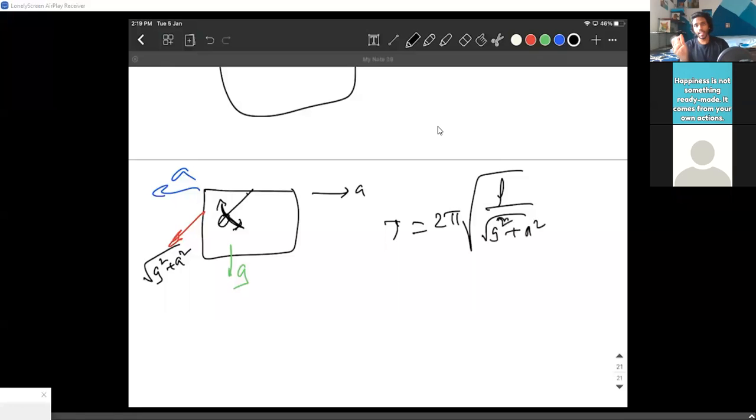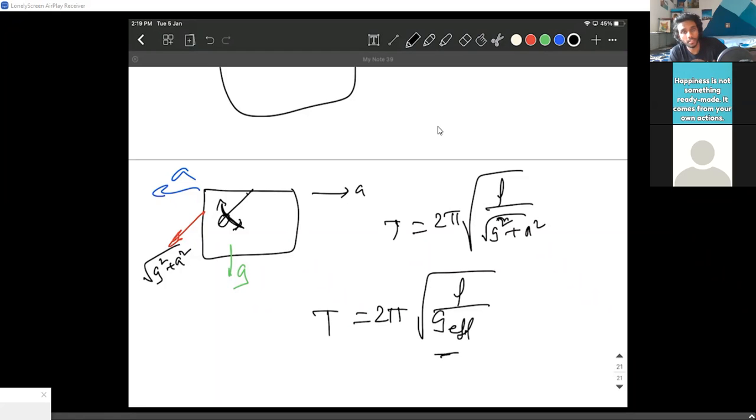So whatever the problem that you're looking at, always try to write 2 pi root over L by G effective. That's all. That is how you solve the problem. G effective can be G plus A, G minus A, or G on the moon, the acceleration due to gravity on the moon, or acceleration.